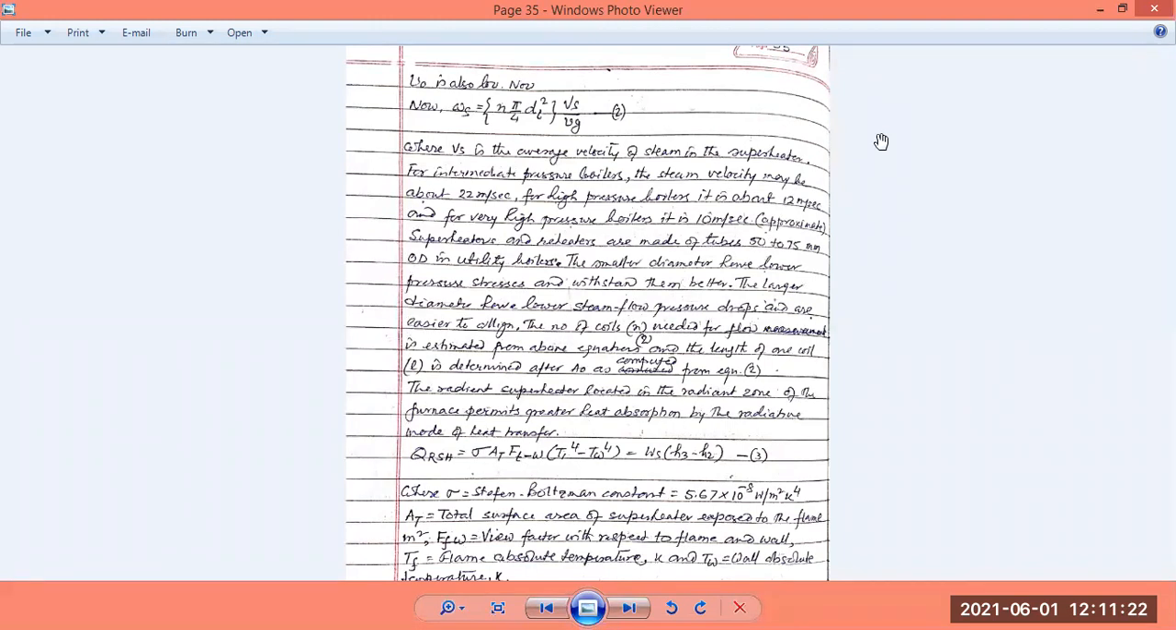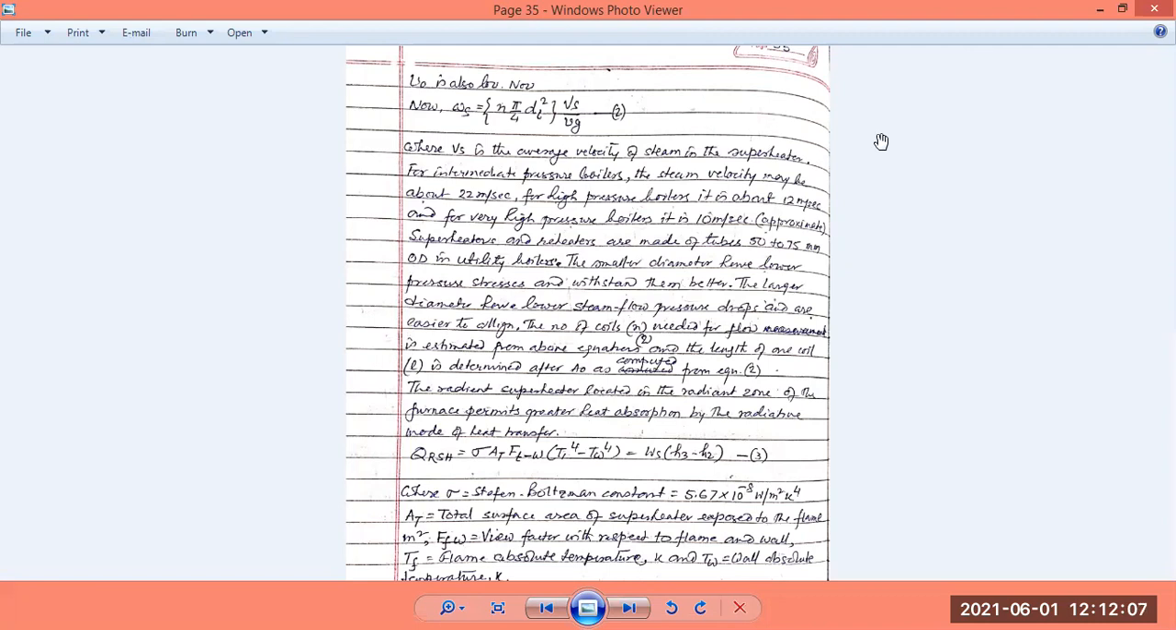per second, approximately. Superheater tubes and stresses are better withstood this way. The larger diameter tubes have larger steam flow and lower pressure drops and are easier to align. The number of coils needed for the flow is estimated from the above equation, and the length of one coil L is determined after A0 is computed from equation 2 above.